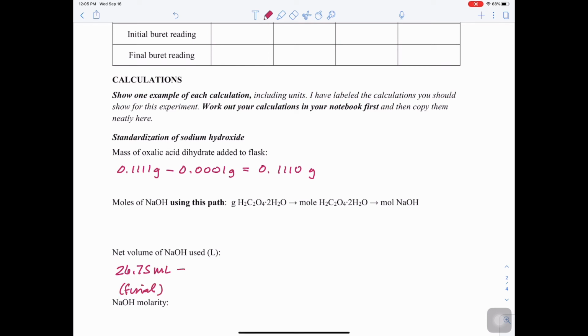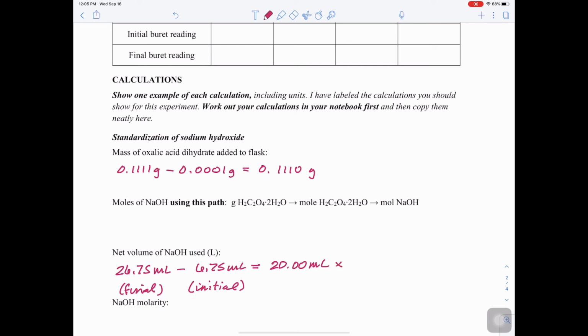And we'll subtract the initial reading, which was 6.75 milliliters. I made up these numbers to make it a little easy on myself. So when I subtract those, the volume is 20.00 milliliters. I want to keep the correct number of significant figures. Both of those numbers had 2 decimal places. My answer should have 2 decimal places.